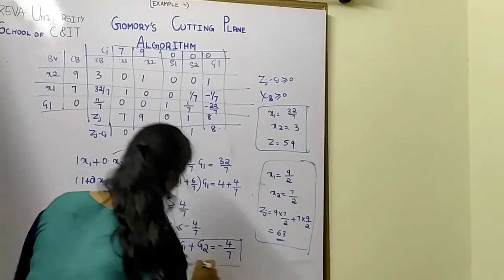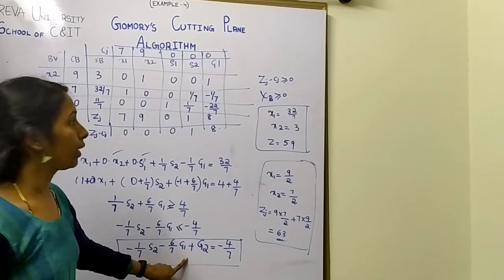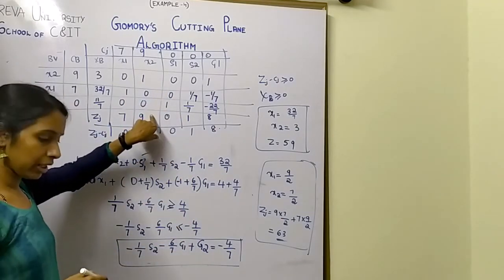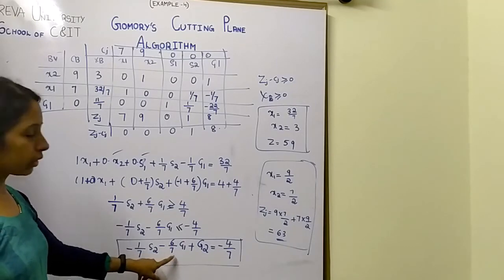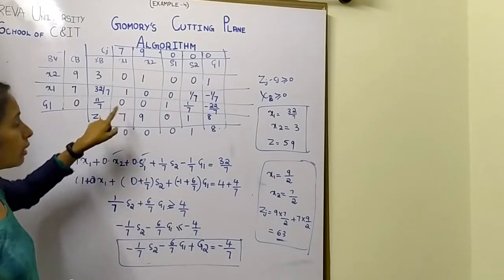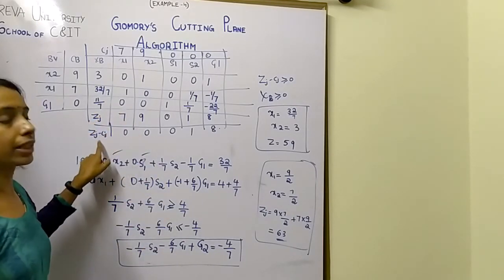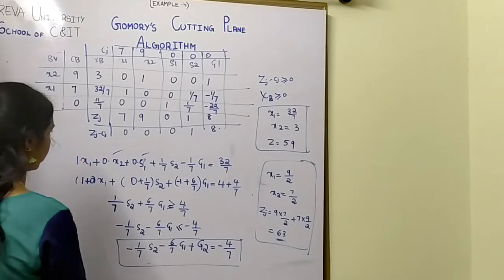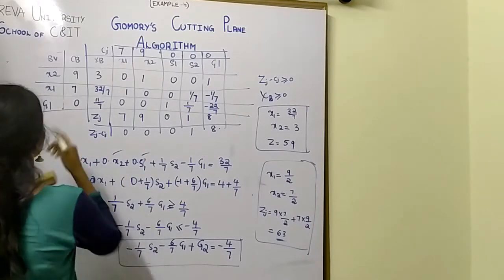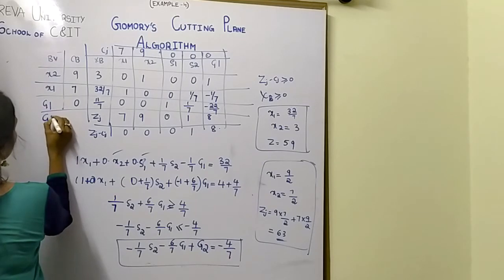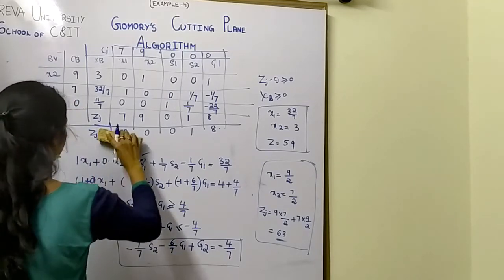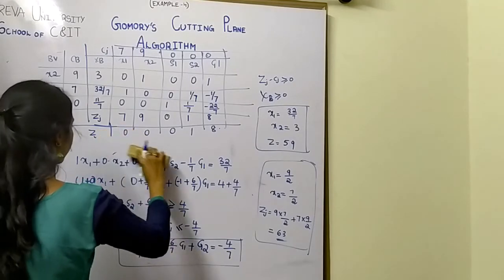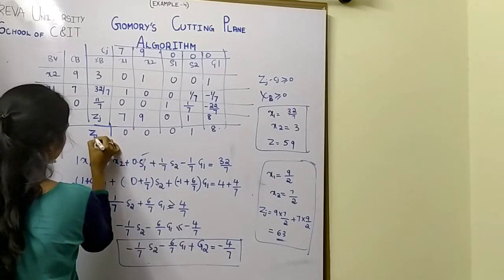Now you have to include this equation in our last table. Including this equation here will not change your Zj and Zj minus Cj values. So I'll just write the GOMORY constraint here. This will be our Zj values. So this is Zj.